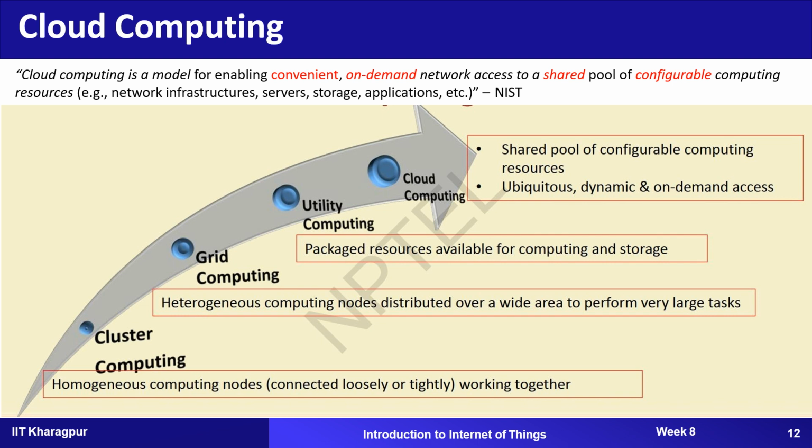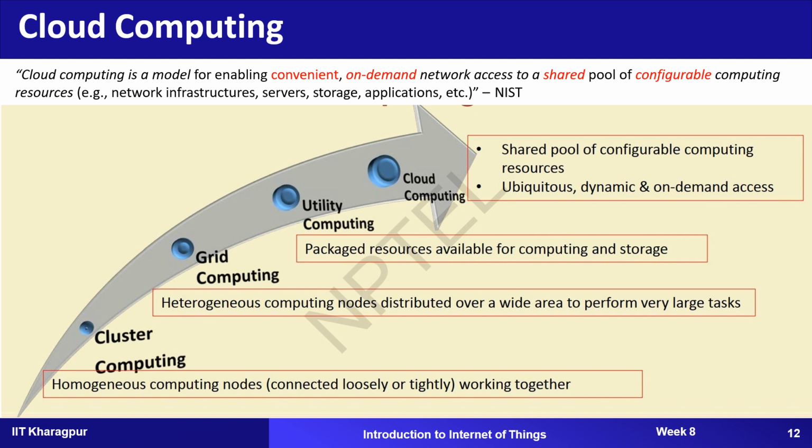Now the second one is your grid computing. After cluster computing, grid computing came into the picture. In grid computing, we have heterogeneous computing nodes. Basically, in cluster computing, homogeneous computing nodes work together. However, in grid computing, heterogeneous nodes which are distributed over a network come together and perform different tasks.